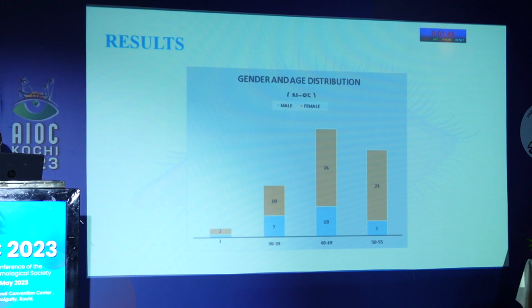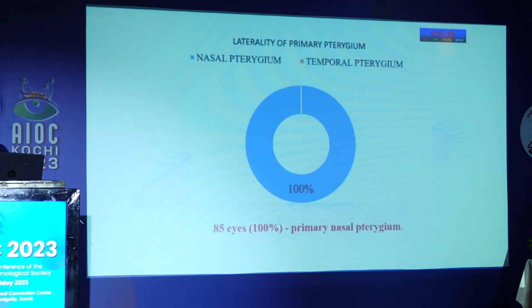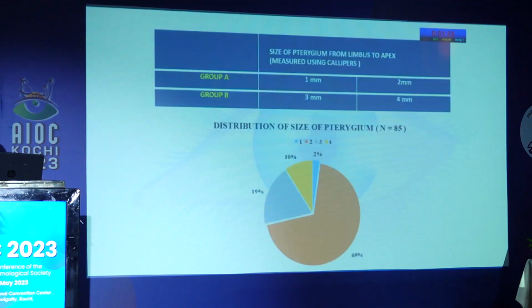As seen, the prevalence of pterygium increases with age, and the mean age was around 45 years. The prevalence of pterygium in our study population was higher in female patients. All our 85 patients had a primary nasal pterygium, which confirms the hypothesis that 90% of pterygium occurs in the nasal conjunctiva because it receives more solar ultraviolet radiation reflected from the nasal bone.